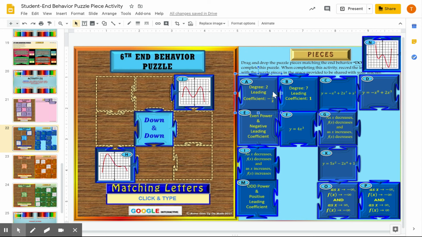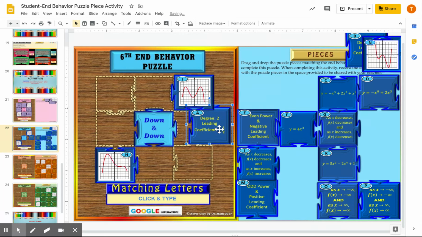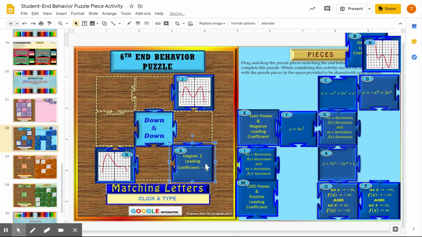Degree is 2, even, cool. Degree 7, odd. So I'm going to get rid of that one. So now I'm going to go back to it. This says degree is 2 and the coefficient is negative 1/2. So good. It has a negative 1/2 coefficient. So that does mean that it's going down on the right. So that is correct. Down, down. So I'm going to put that where it goes.